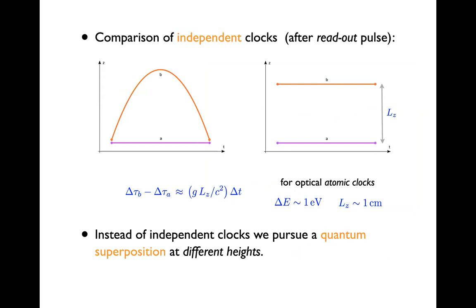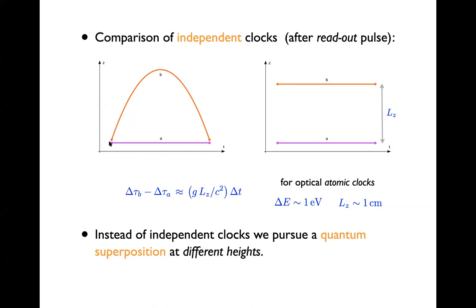Okay, so just to proceed a little bit further on that, so far what one has been doing, with actually impressive accuracy, is comparing independent clocks. What I mean is the following, again with these space-time diagrams, but notice that now purple and orange correspond to two different clocks, two different atoms, for example, that follow different trajectories. In this example, one of them is held at some constant height, and the other is just freely falling.